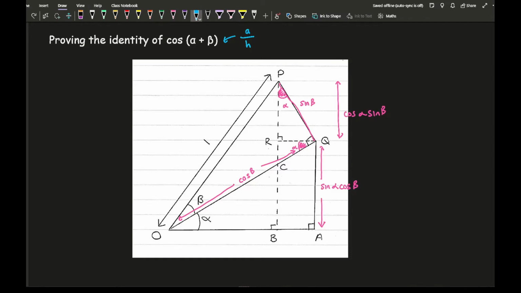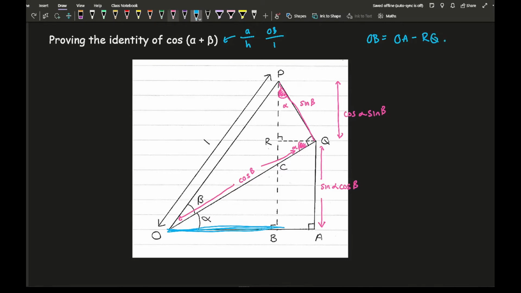So in order to work out cos alpha plus beta, I need to work out what this length here is going to be of our triangle. I'm needing OB over 1, and then I can work out what cos alpha plus beta is going to be. Now OB is going to be equal to OA minus the length of RQ. And these are the two lengths that I need to find.